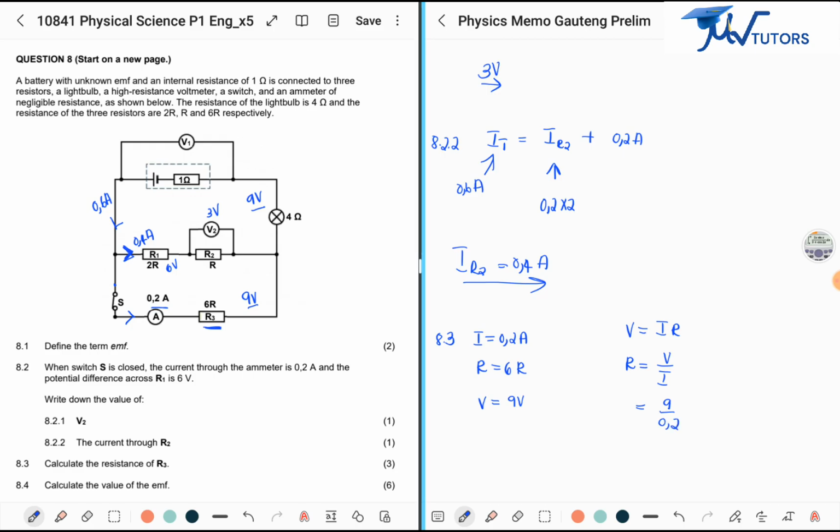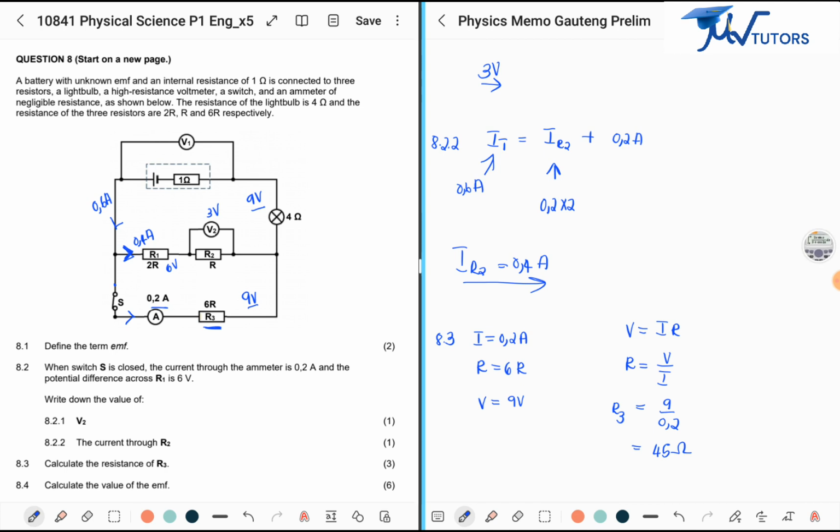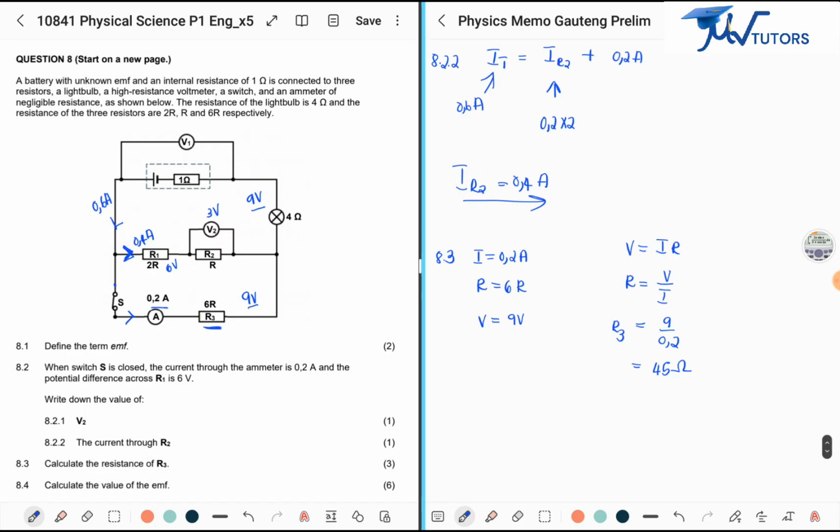But remember, they wanted the resistance of R3, which is 6R. So I'm just going to say R3. If you take out the calculator and you say 9 divided by 0.2, we get 45 ohm. So that is the resistance of R3. If ever we wanted R, we can calculate it. We know that R3 is 6R. This is not asked, by the way.